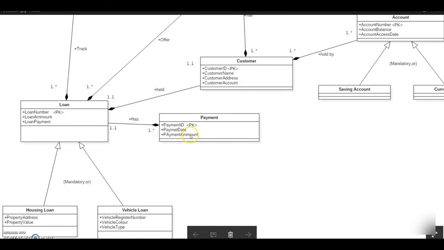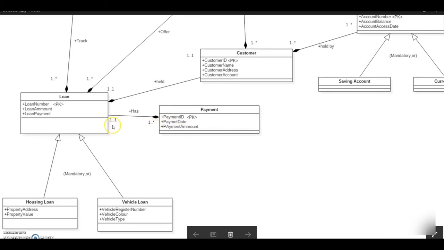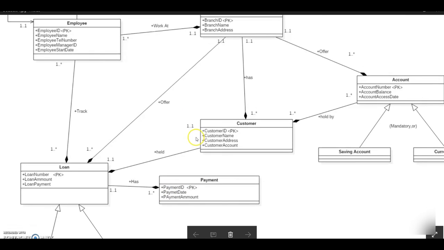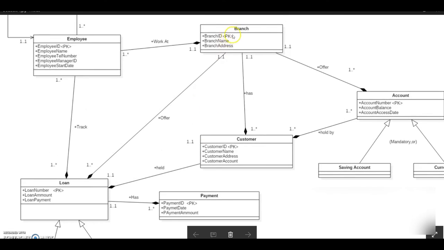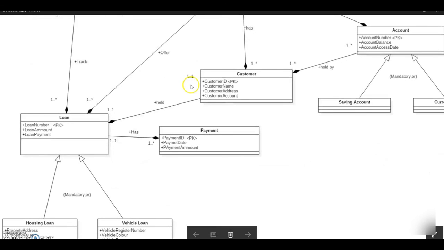As for the payment, the relationship towards loan will be loan has payment, and its multiplicity will be one loan has one towards many payments, which means that a loan will have multiple payments happening. As for the final one, the branch and the loan, their relationship will be branch offers loan. So one branch will offer one towards many loans. So that's pretty much it for the ER diagram. Thank you for watching.